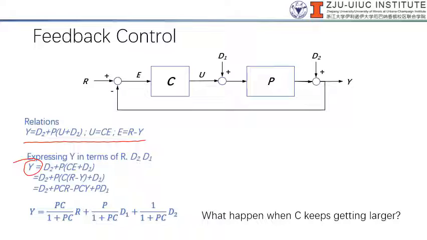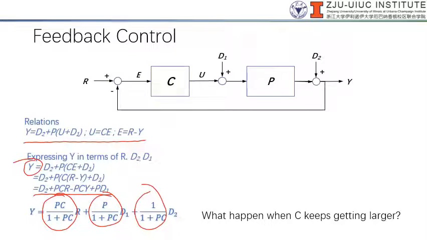Okay, so we want to express this output here. And to do that, we just need to substitute based on these three relations that we have, and eventually you can get something like that. Okay, but you want to express them in terms of R and D, where you have D1, D2, okay? D is basically the disturbance. So now you have three coefficients like this, all right?